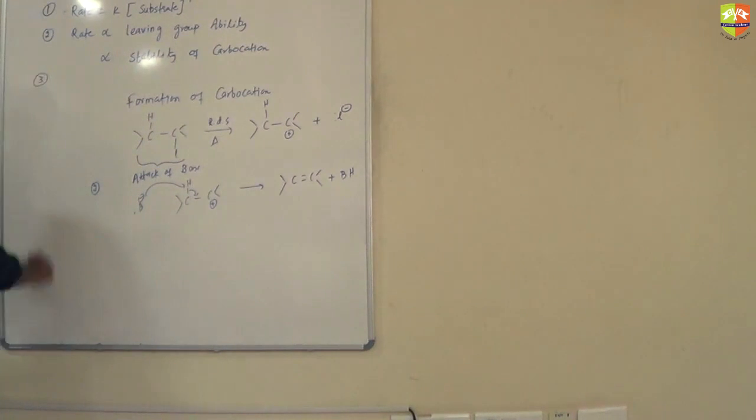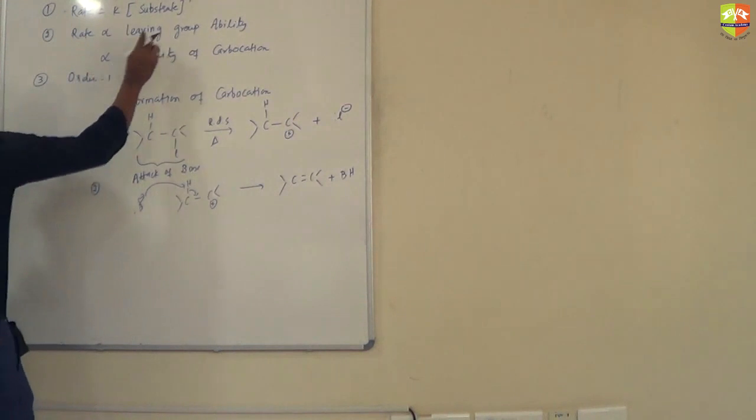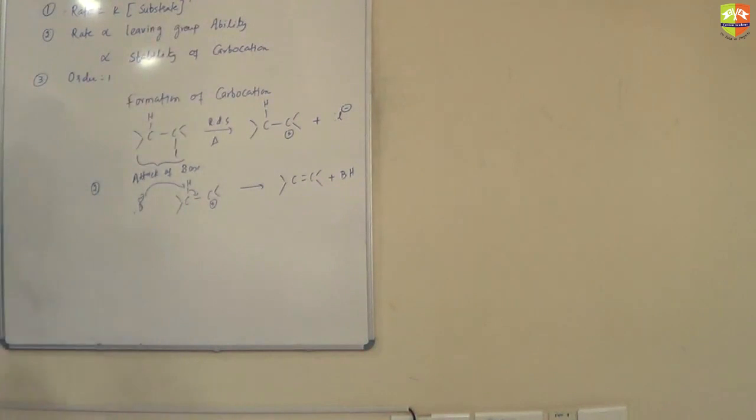Third one. Order of the reaction is what? One. Because we have one slow step. That's why we call it the E1 reaction.